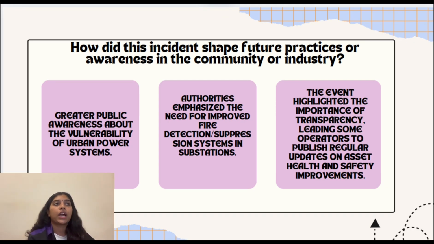Lastly, I will talk about how this incident shaped future practices or awareness in the community or industry. The fire acted as a wake-up call. After the incident, there was much more focus on modernising the power grid, using predictive maintenance and improving fire detection systems in substations. Communities became more aware of how fragile the infrastructure can be. Utilities also started publishing more public safety commitments and sharing updates about system upgrades. It's clear that this event pushed both the industry and the public to think more seriously about safety and resilience.